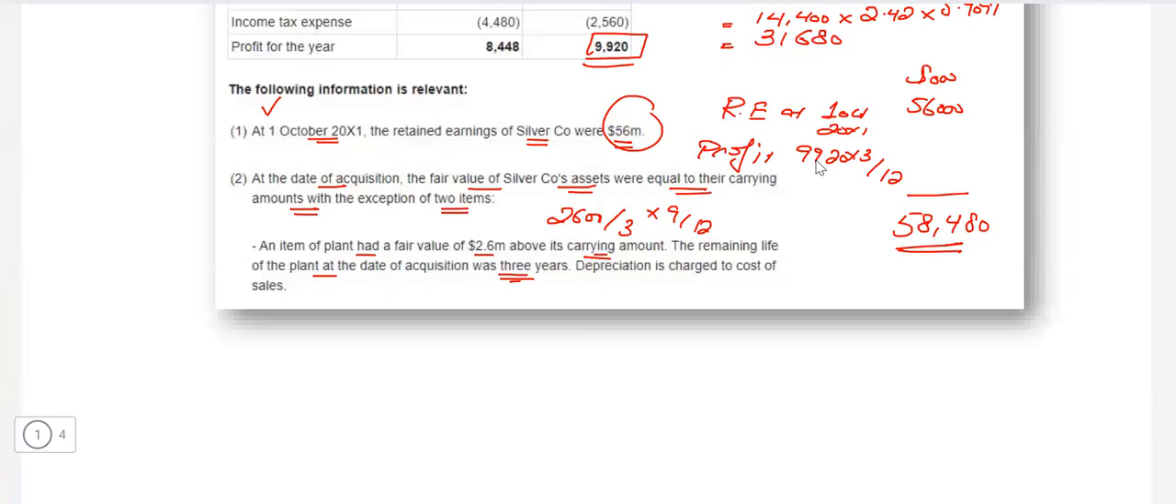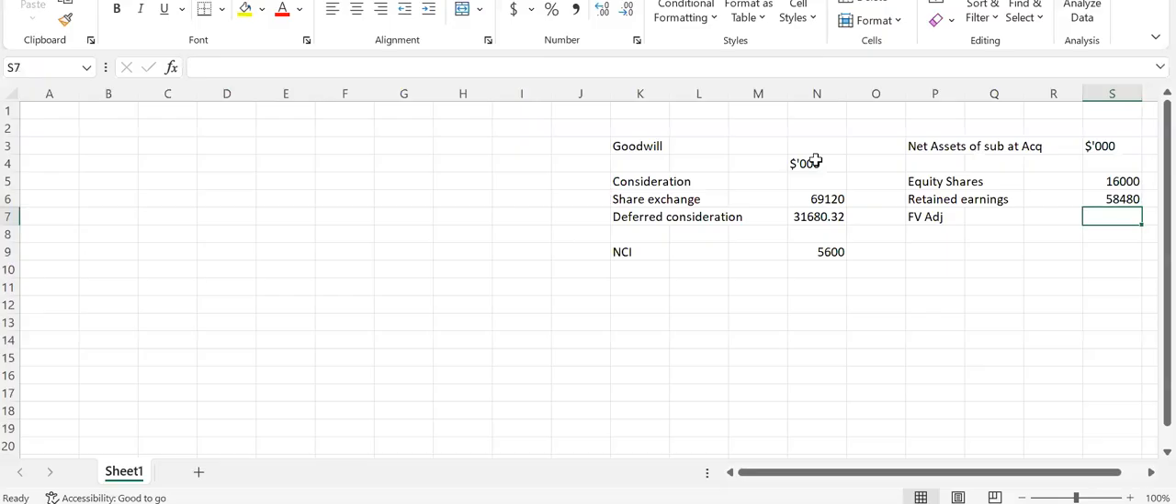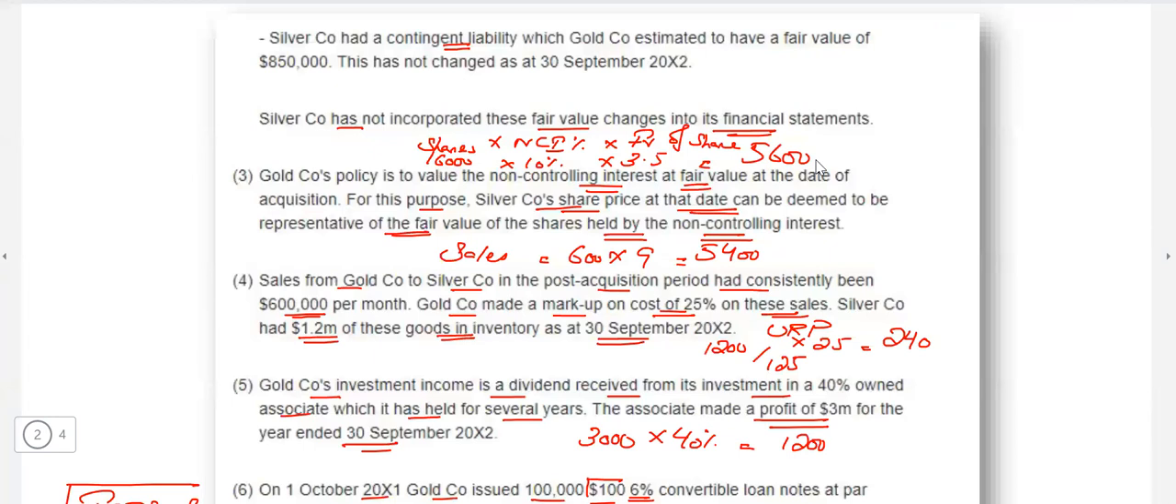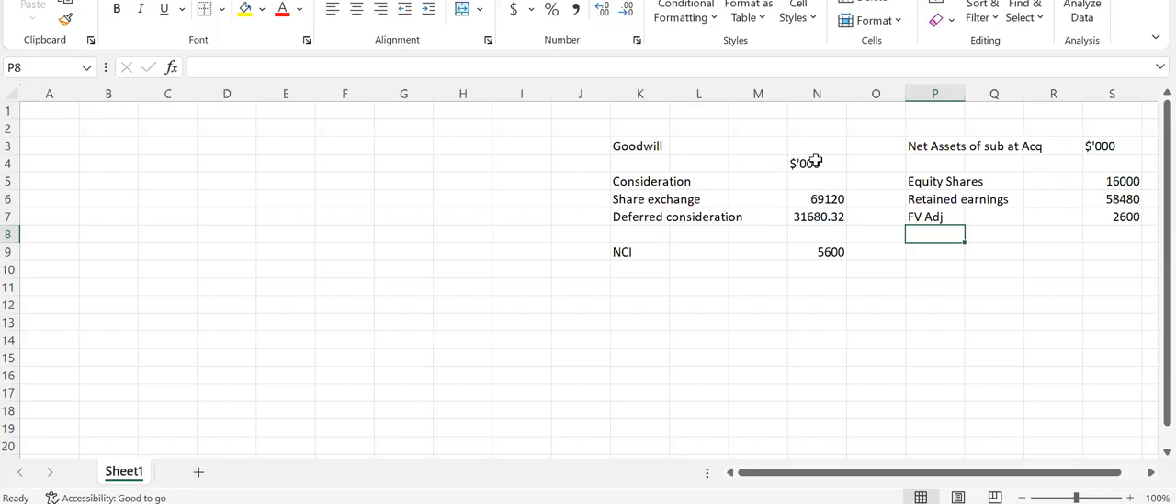It says the fair value adjustment is 2,600. We are not supposed to show the depreciation impact because that is being done on the reporting date. Again, if there is any unrealized profit, that belongs to the reporting date. But there was one thing, which was the liability not being recorded. So which is the liability that we need to record? Liability is shown in the negative, which is 850. So this is how we do it.